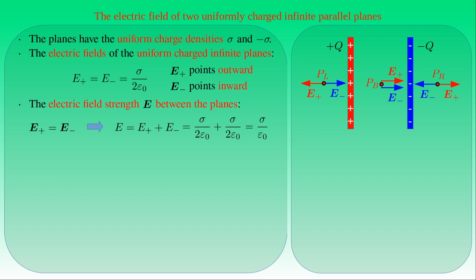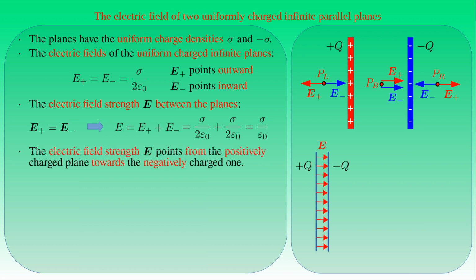By comparing the result with the fields E sub plus and E sub minus, we can see that the magnitude of the net electric field strength is 2 times greater than the fields created by the charged planes, but it points in the same direction. That is, the field E points from the positively charged plane towards the negatively charged one.